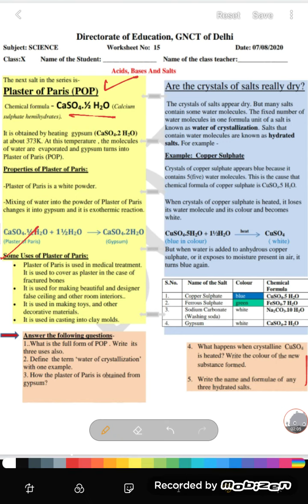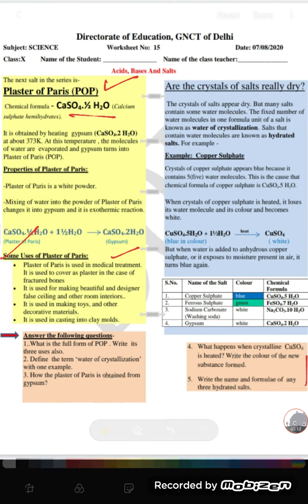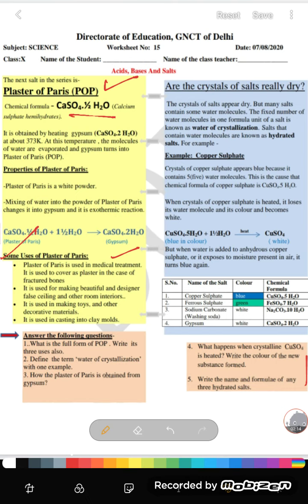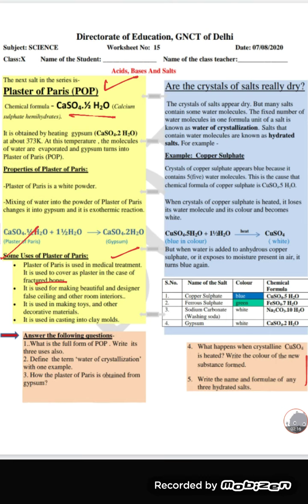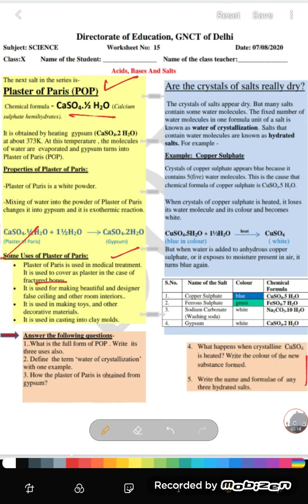Some uses of plaster of Paris. It is used in medical treatment. It is used to cover the plaster in case of a fractured bone. You have seen in orthopedic clinics that if a patient has a fracture in any bone, they get treatment with this plaster of Paris. They have a plaster on their bone, and the material used in that case is plaster of Paris.